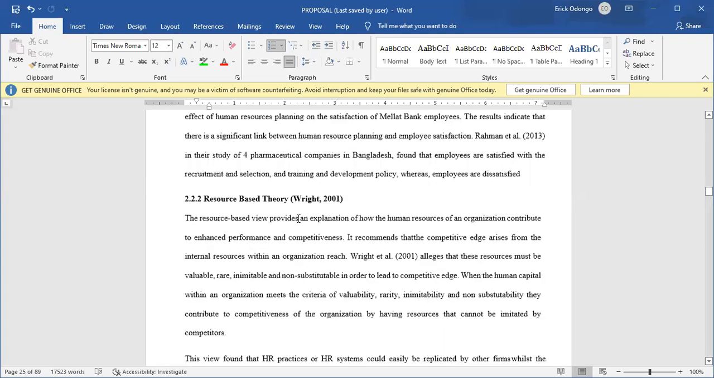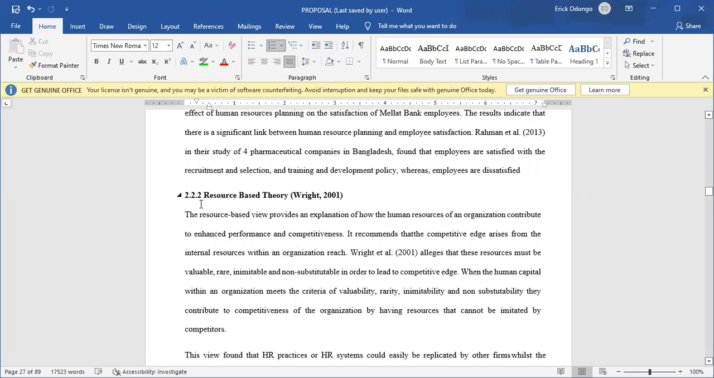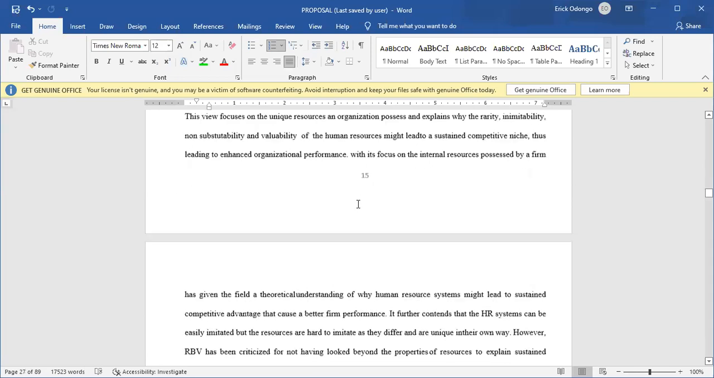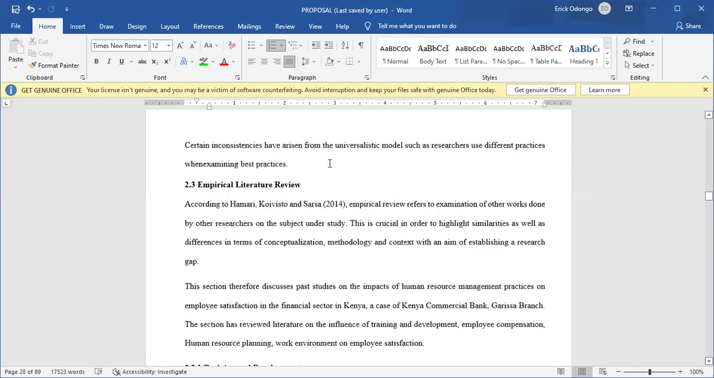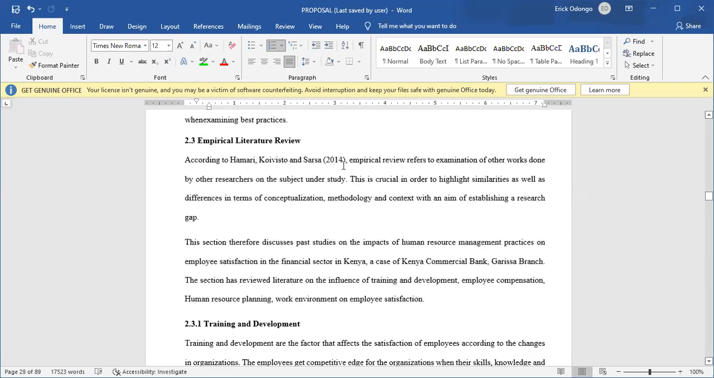And then you get to theory number 2, 2.2.2, resource-based theory, as you can see, authored by Wright in 2001. Then I get to my number 3, the same. Then I get to my number 4. I did not have number 4, but I'm supposed to have 4 of them. After that, you get to the empirical literature.